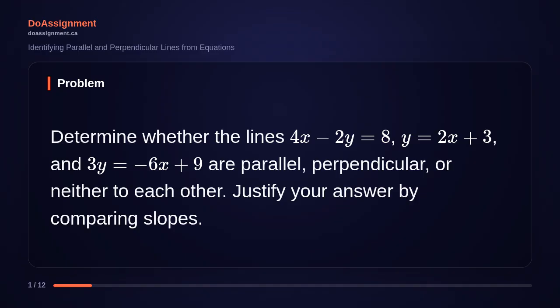Determine whether the lines 4x minus 2y equals 8, y equals 2x plus 3, and 3y equals negative 6x plus 9 are parallel, perpendicular, or neither to each other. Justify your answer by comparing slopes. Now let us work through the solution step by step.